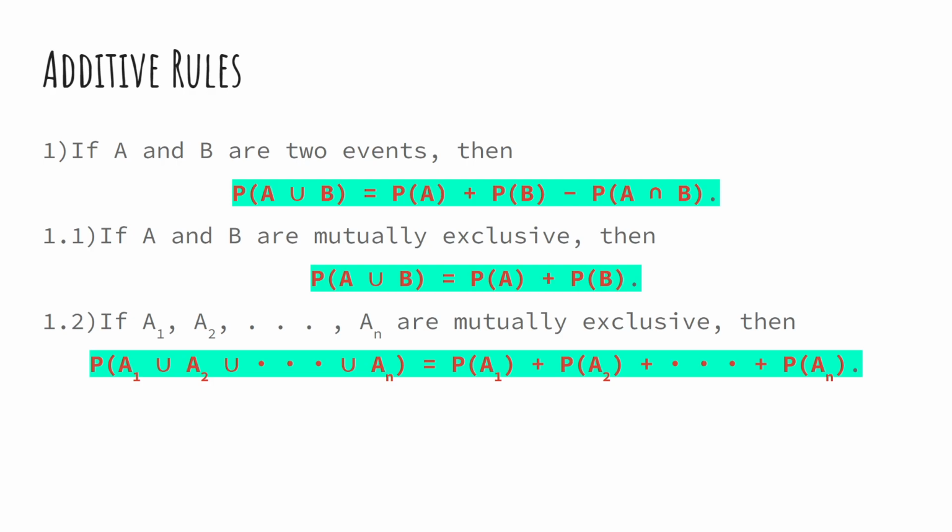In the same way, instead of 2, if you have many of them, n of them, then the probability of A1 union A2 union A3 up till An will be the sum of the probability of A1, the probability of A2, up till the probability of An. Clear? Let me prove this, but first I'll write it down, then I'll do the proof.